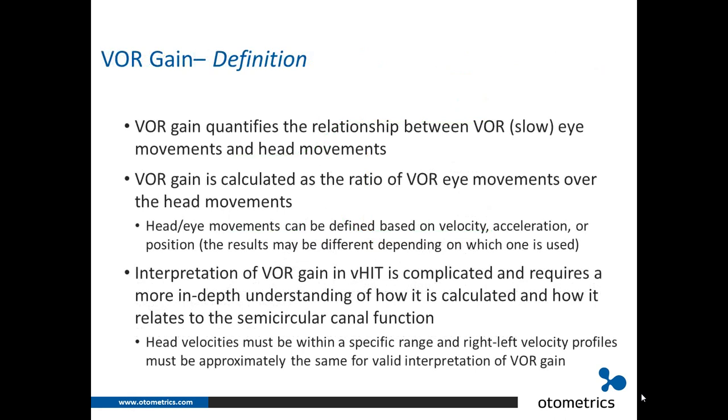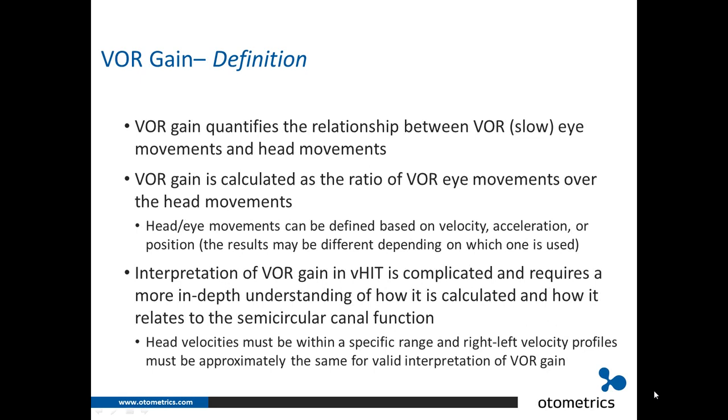The other parameter that's used in interpretation of vHIT is the VOR gain, which is defined as the ratio of VOR eye movements over the head movements. The VOR gain quantifies the relationship between head and eye movements, and in normal individuals should be close to 1. Interpretation of the VOR gain can be confusing if one does not consider the underlying physiology. For example, if a patient has a complete loss of function on one side, the VOR gain for head impulses to that side still would not be 0. That's because the inhibitory responses from the intact side can still contribute to the VOR gain, although the contribution is small.